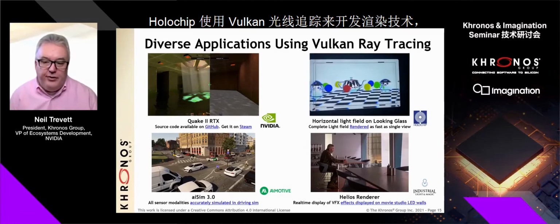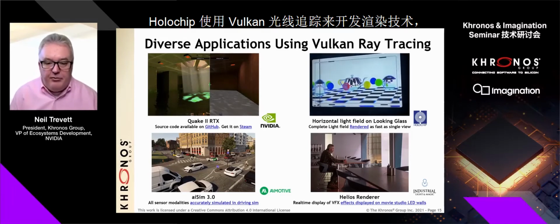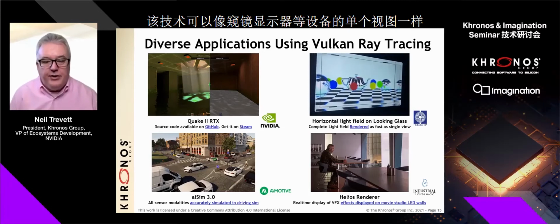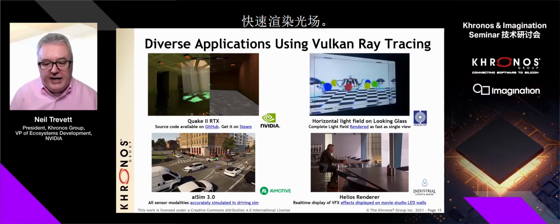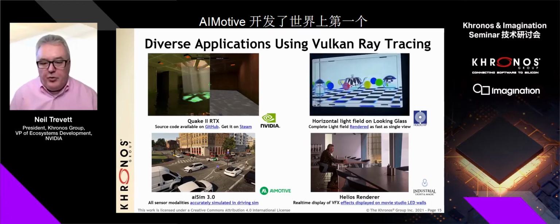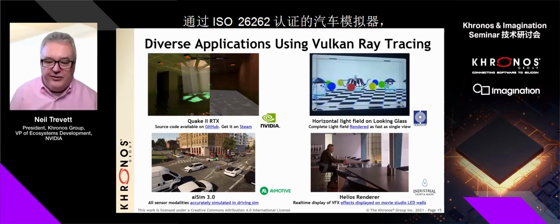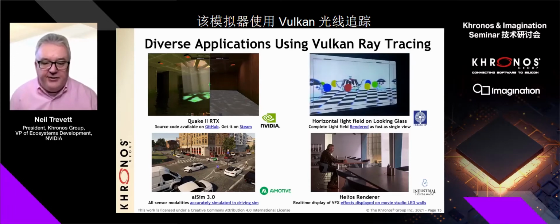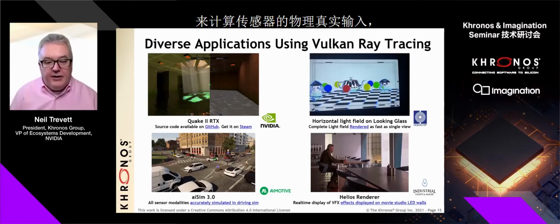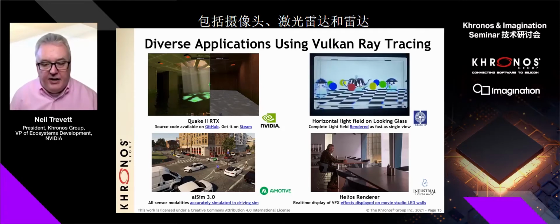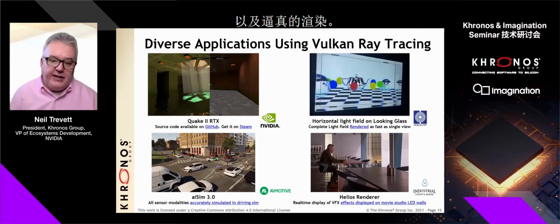Holochip has used Vulkan ray tracing to develop rendering techniques that render light fields as quickly as single views for devices such as the Looking Glass display. AI Motive has developed the world's first ISO 26262 certified automotive simulator that uses Vulkan ray tracing to compute physically realistic input for the sensors, including cameras, LiDAR, and radar, as well as the realistic rendering.